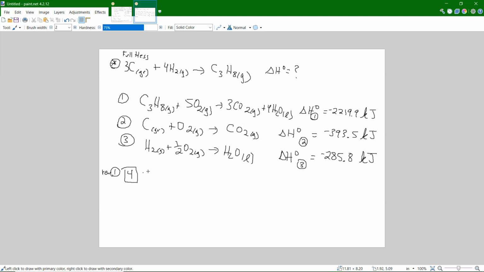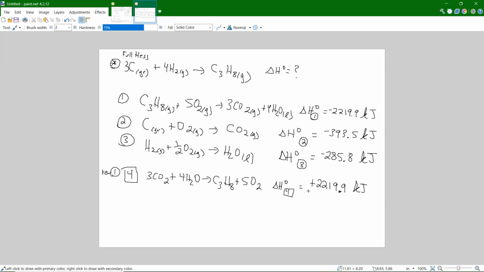and write it then as 3CO2. I'm going to leave off the phases to simplify things. 3CO2 plus 4H2O goes to C3H8 plus 5O2. And when you reverse an equation, as we looked at earlier in this chapter, this is delta H naught 4, it becomes positive 2219.9 kilojoules. So you switch the sign when you reverse the equation. So REV, reverse equation 1.